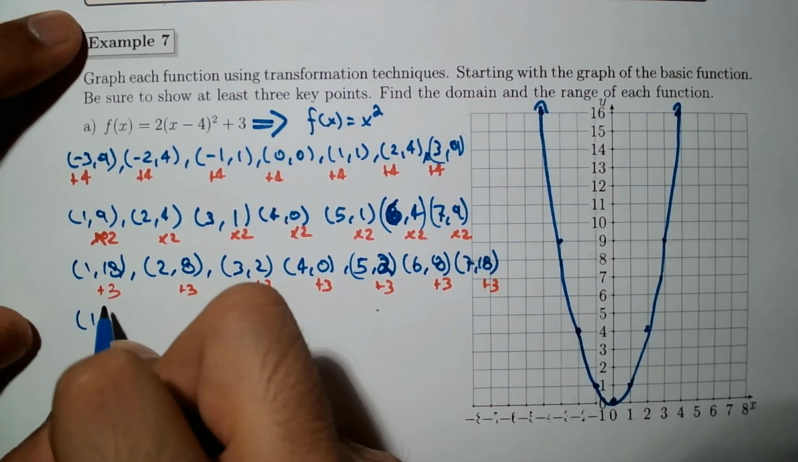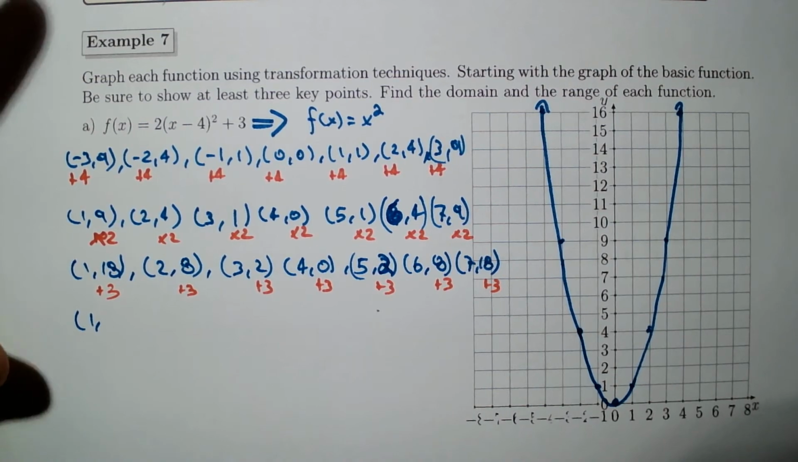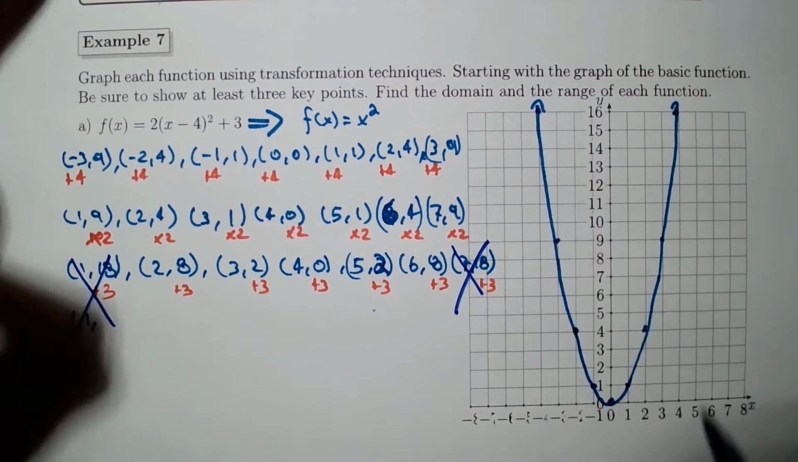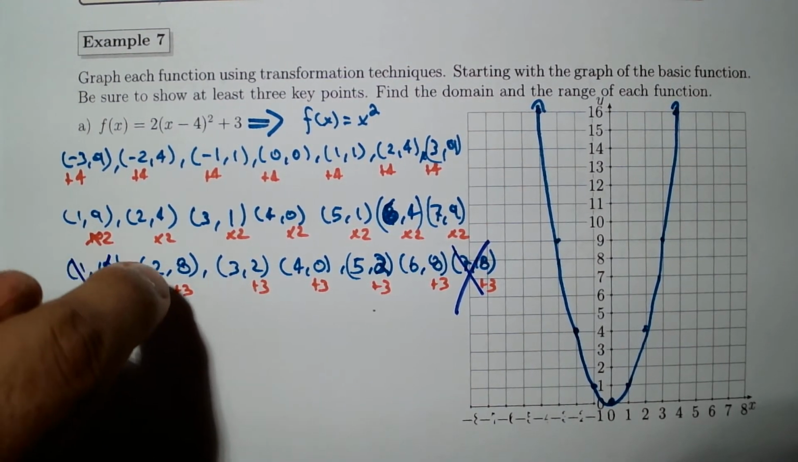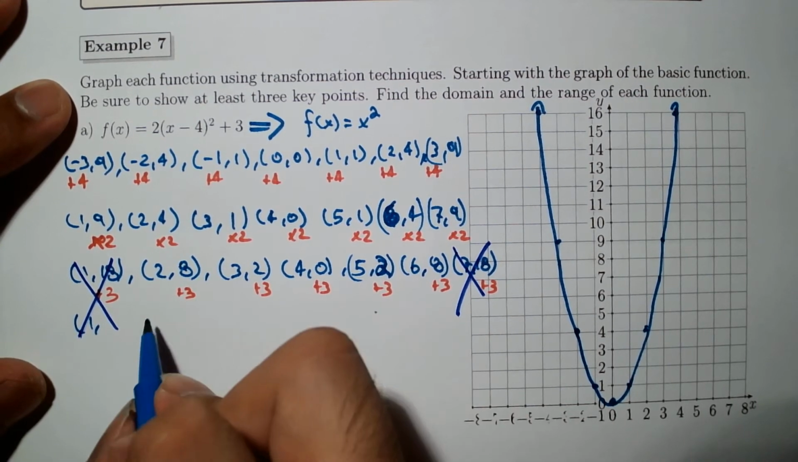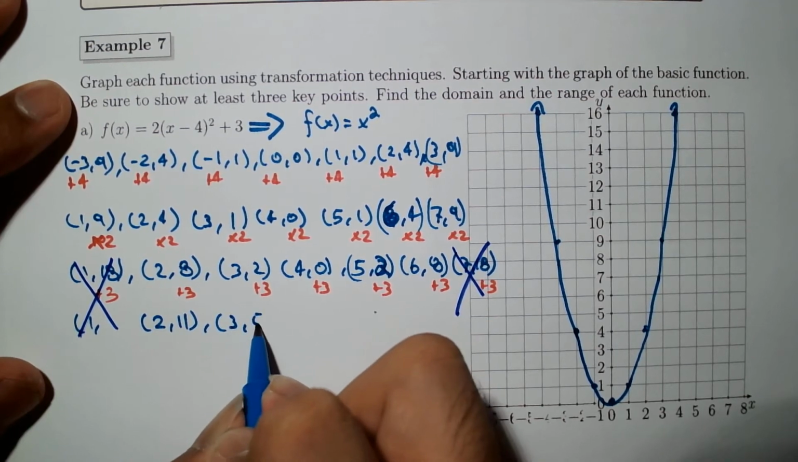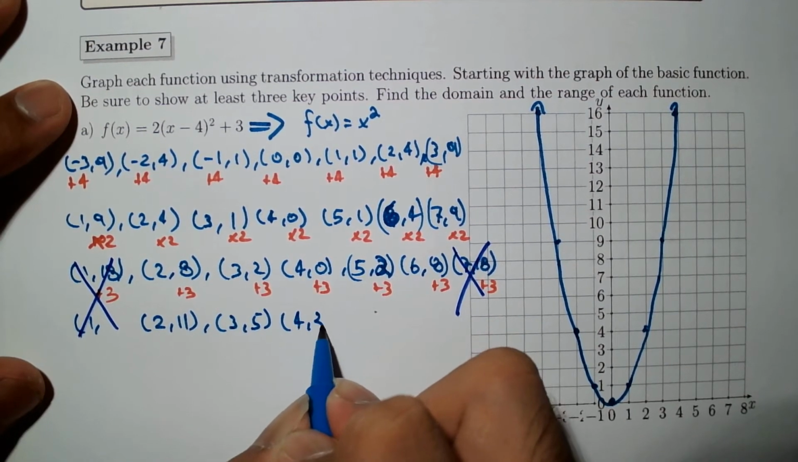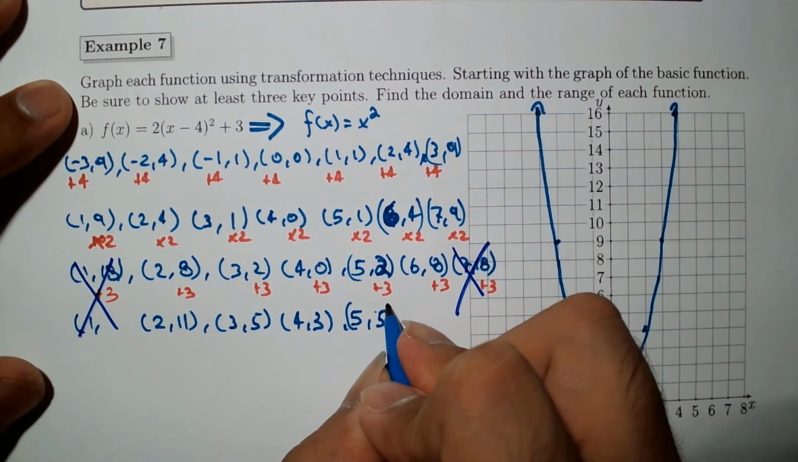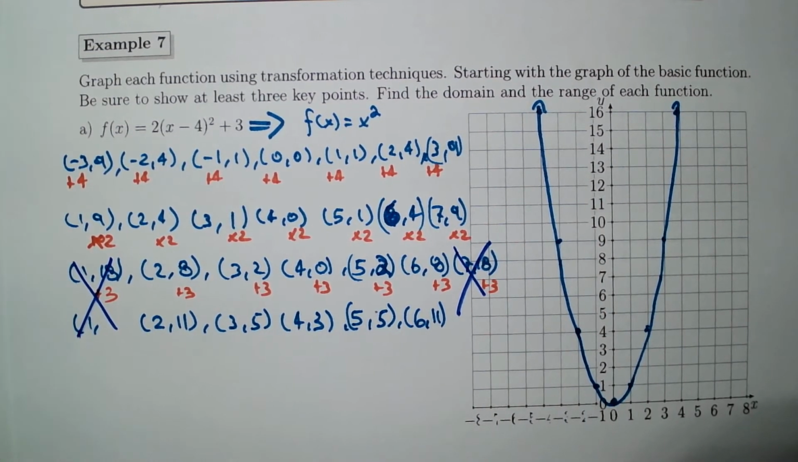1, 18 plus 3, well, this one is not even going to be possible to graph, so I'm just going to cross it. And then I'm going to cross this one as well, the first and the last. I'm going to focus on the 1, 2, 3, 4, 5 points. So I'm going to have 2, 11, 3, 5, 4, 3, 5, 5, 6, 11, and that's going to be about it.